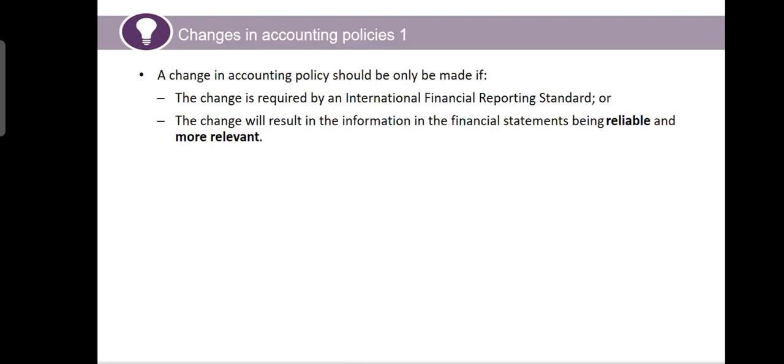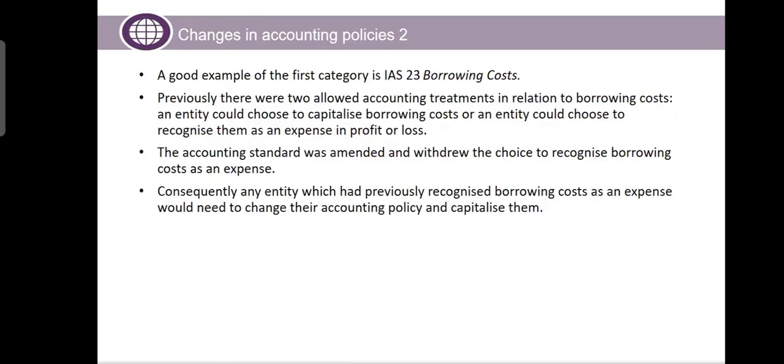So either a new IFRS comes in, or the change will result in the information in the financial statements being reliable and more relevant. That's another factor. The thing is that you realize that the way you are doing business now, the existing accounting policy is not helping you to present the information fairly, accurately, and completely. So if you have this understanding, and of course you have to justify to your auditors that I'm changing my accounting policy because I believe that this existing accounting policy is not capable of helping me prepare my financial statements, which are transparent and accurate.